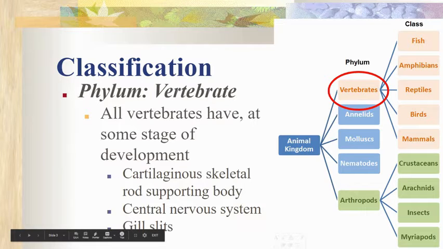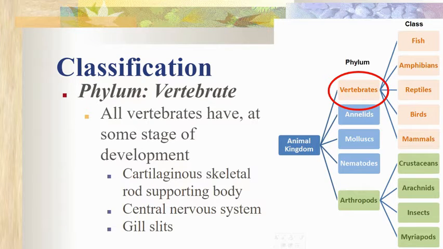Animals can be subdivided into the next grouping, which is called a phylum. And the phylum would be vertebrate. All vertebrates have, at some stage of development, a cartilaginous skeletal rod supporting the body, a central nervous system, and gill slits. Humans would fit into this because our skeleton starts as a cartilaginous skeletal rod. We have a nervous system, and during embryo development, we have gill slits, which eventually go away.